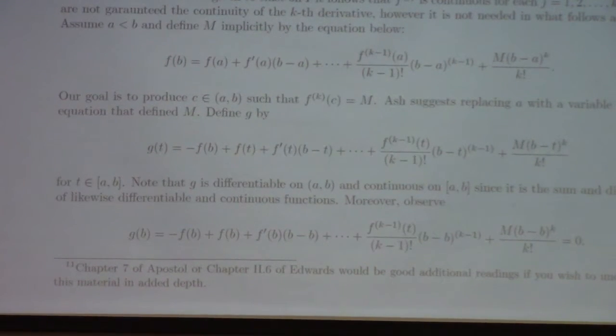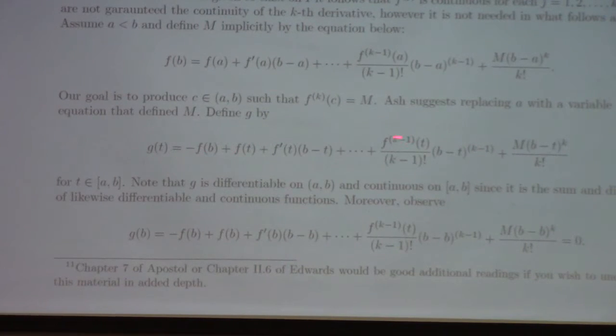I'm sorry, I've lost my place here. Define g by g of t equal to, subtracting that to the other side, minus f of b plus f of t plus f prime of t times (b minus t), and so on, like that. Now, this is just a definition. You can argue with me, why would I make such a definition? I'll show you why in just a second.